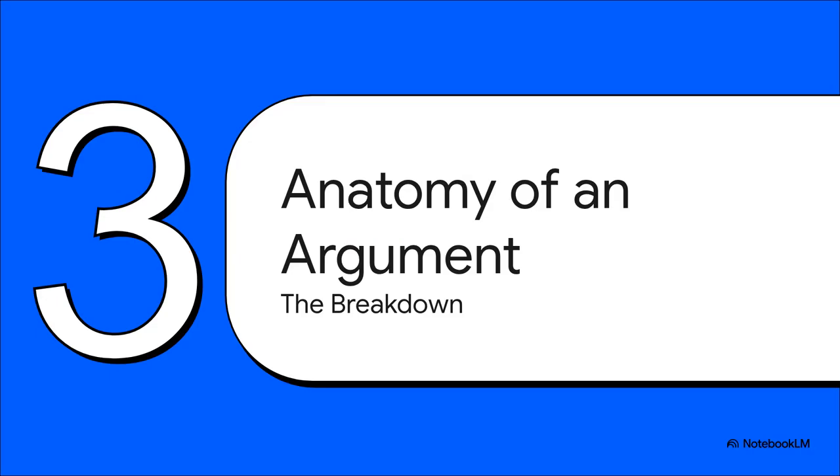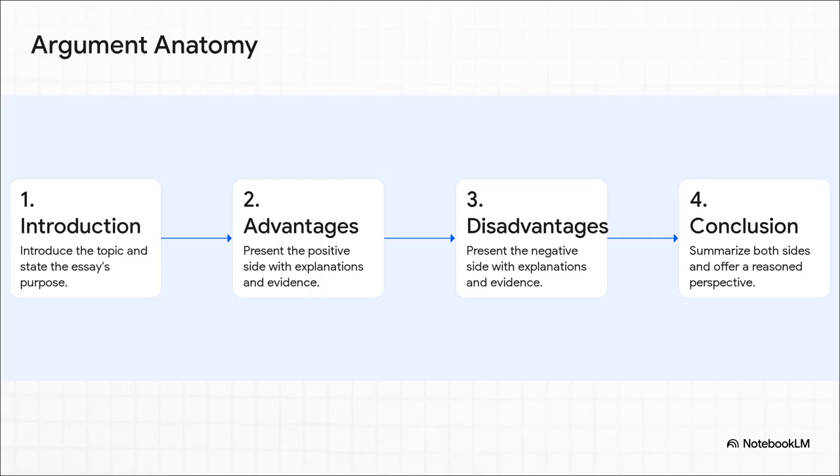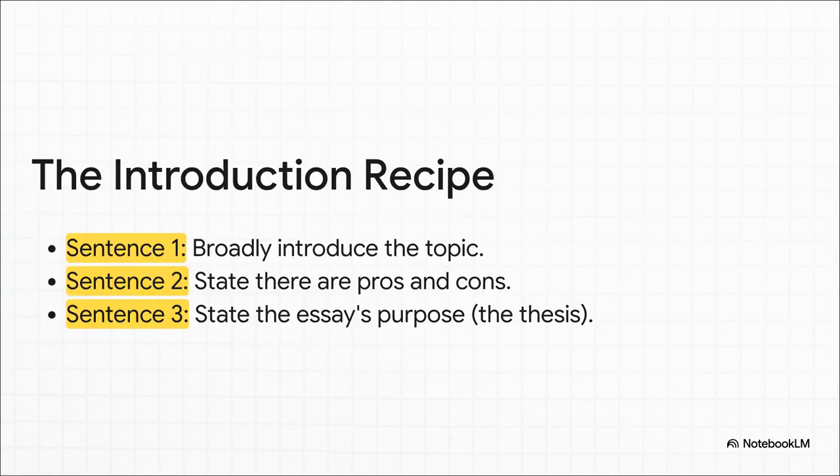So let's actually look at the anatomy of this thing. We're going to break down how each part works to build a totally rock-solid argument, piece by piece, from the ground up. Every single great argument built with this blueprint follows these four basic steps. It creates this logical path that leads your audience exactly where you want them to go. No detours, no getting confused. It's just intro, advantages, disadvantages, and conclusion. Simple as that.